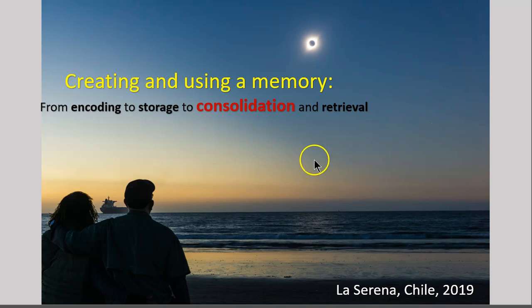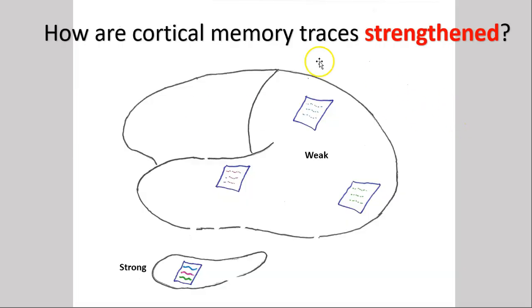This will be part 2 in this recap of creating and using a memory, from encoding to storage to consolidation and retrieval. Now in part 1, we saw what it looked like when the brain is encoding and storing and then retrieving soon after learning. In this lesson, we'll focus on this all-important process of memory consolidation. And this will be the answer to the question, how are cortical memory traces strengthened?